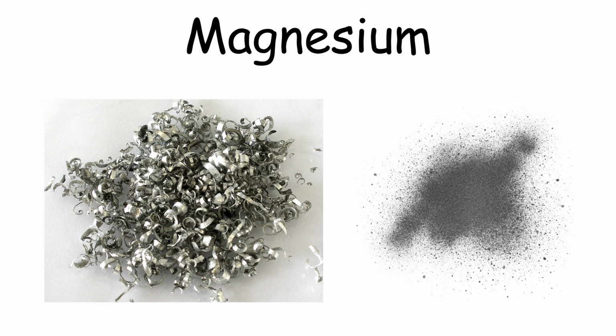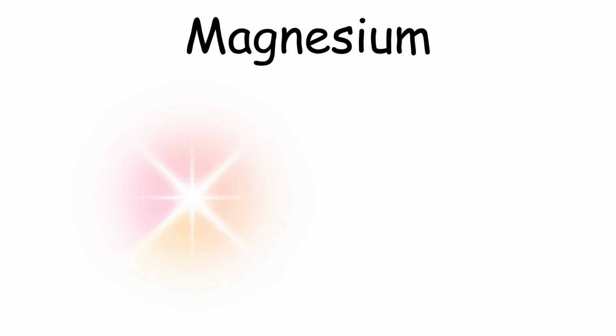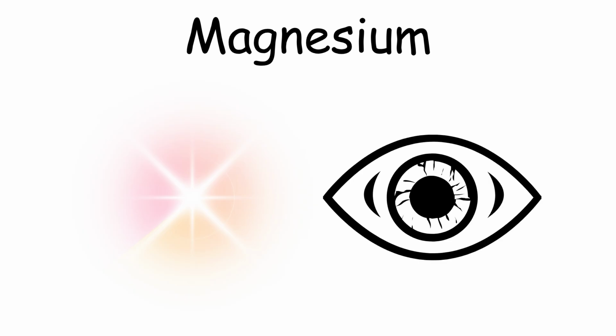When magnesium is in its pure form or powder form, it is highly flammable when molten and produces ultraviolet light that can permanently damage the eyes unless eye protection is worn.